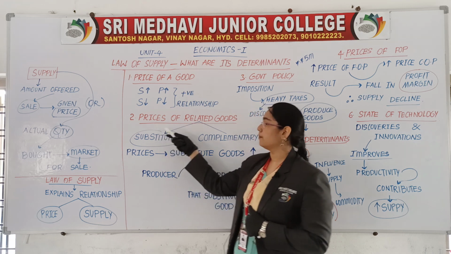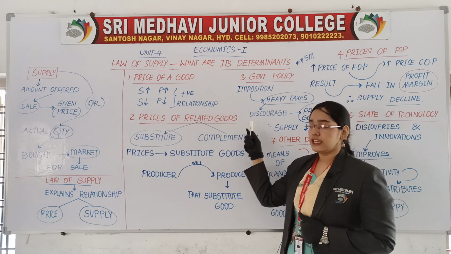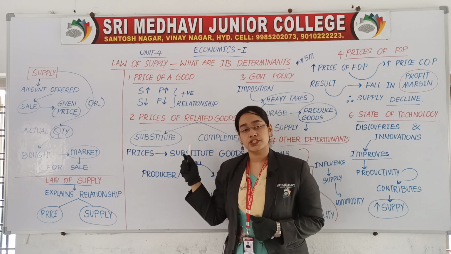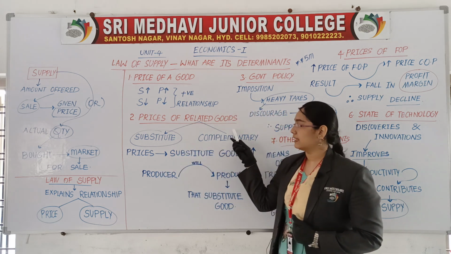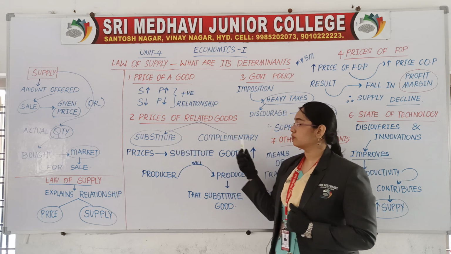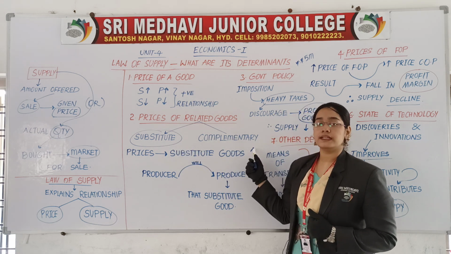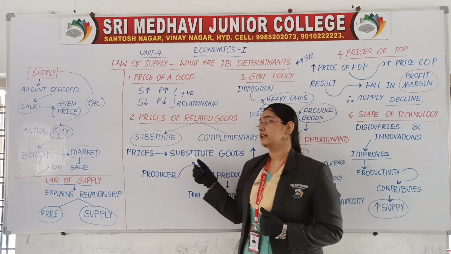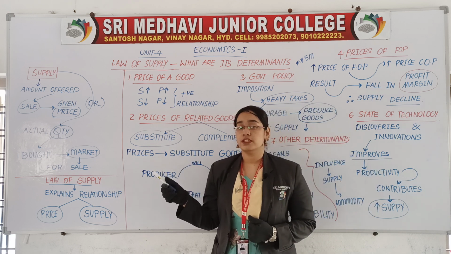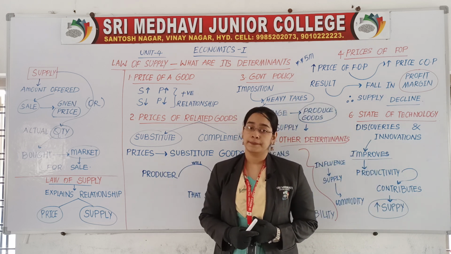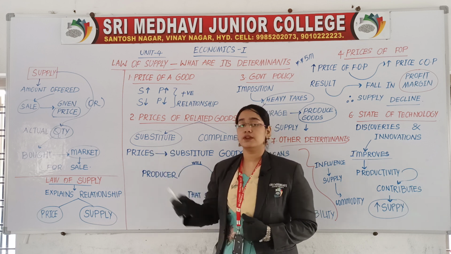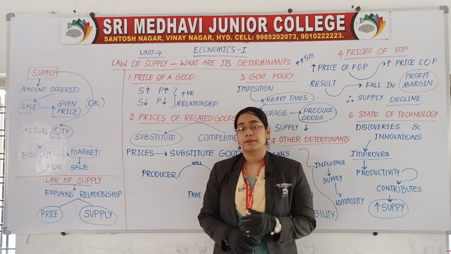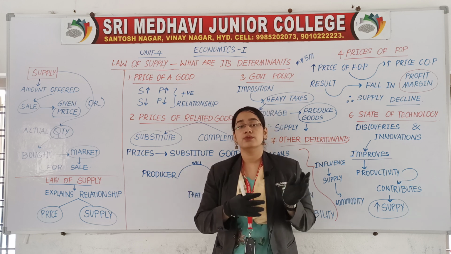Coming to the second point, prices of related goods. If prices of related goods change, then the supply may also change. What are the related goods? It may be substitute goods, it may be complementary goods. Hope you have remembered the examples which I have given you in the wants chapter, right? What are the features of human wants? The substitute goods means what? Instead of this, you can use that.